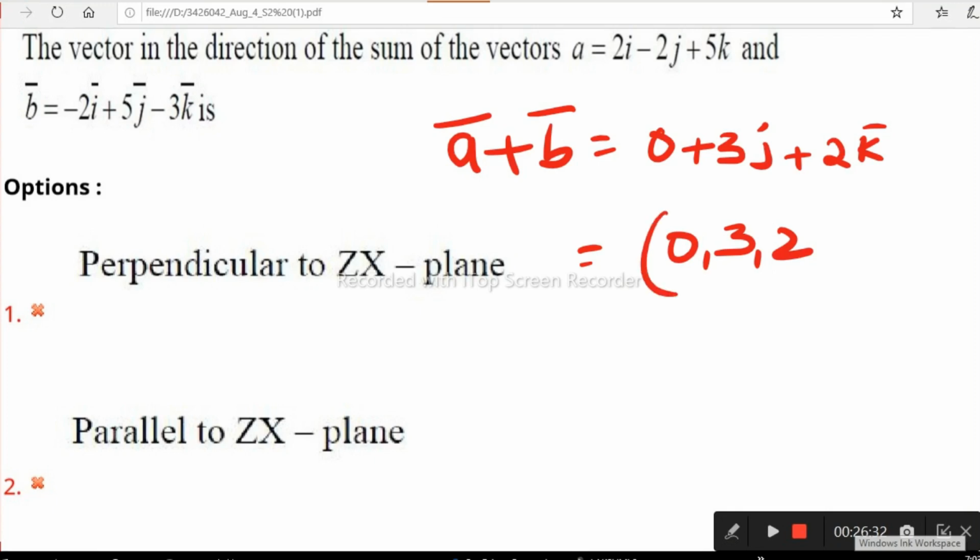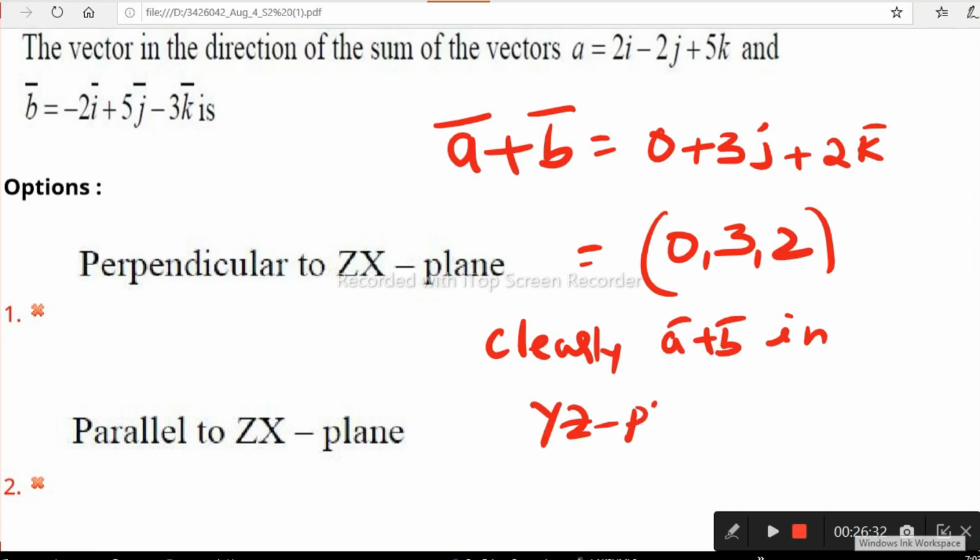We can understand that this vector's x coordinate is 0. X coordinate is 0 means it is in the yz plane. If it is in the yz plane, the x coordinate is 0. So clearly A plus B is in the yz plane. YZ plane means it is parallel to the yz plane, perpendicular to the x axis.